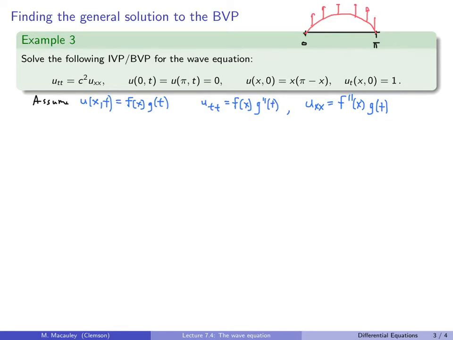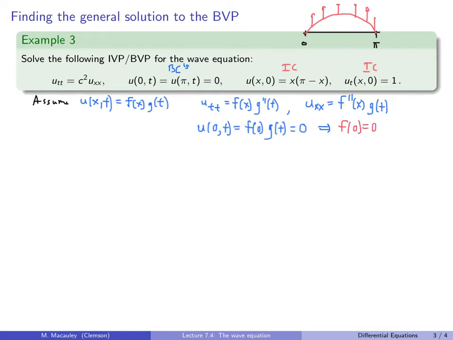Okay, so this is all we need to plug back in, but I also like to do my 0 boundary conditions first. Let me remind you that these are the boundary conditions, because that's when x is 0 and pi, and these are the initial conditions. So the 0 boundary conditions say that u of 0, t, that's f of 0 times g of t, is 0. And this is a number times a function, which is 0, so that means that the number must be 0. So f of 0 equals 0.